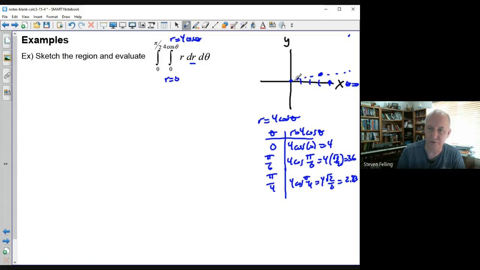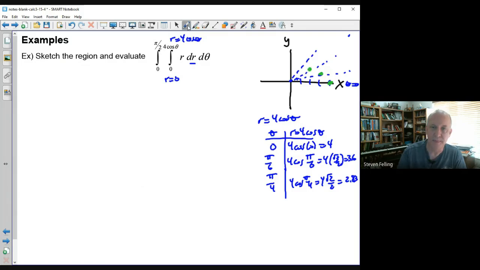So if I go to pi over 4, which is like the 45-degree line, maybe I should use a different color. Let me put these things on here and then do a different color. Here was a point, here was a point. Okay, so now we're down to 2.8. So this was 4 out here, 3, 2.8, maybe right about there.